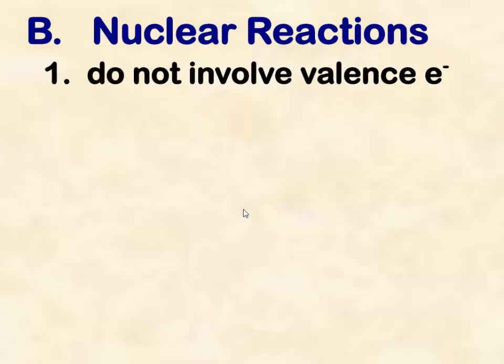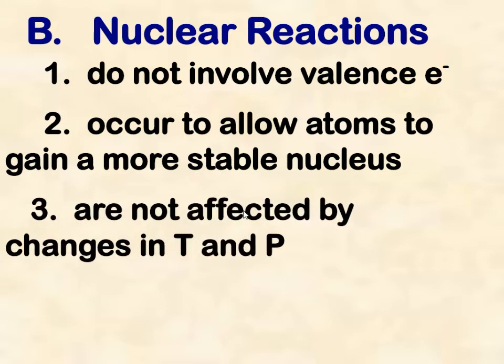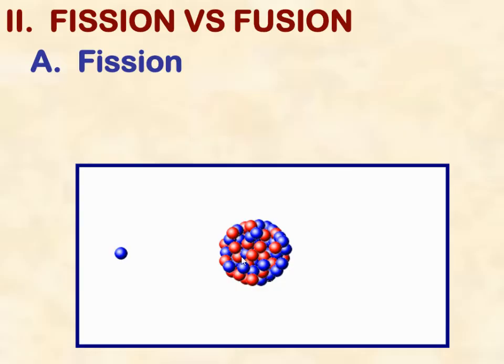In nuclear reactions, they do not involve valence electrons, they involve the nucleus itself. They don't involve the electrons. So you think of chemical as electrons, think of nuclear as nucleus. So it occurs in atoms to gain a more stable nucleus. So this is nothing to do with pressure or temperature. There's just a creation of a reaction based on nuclei either expanding into something new or combining into something new.